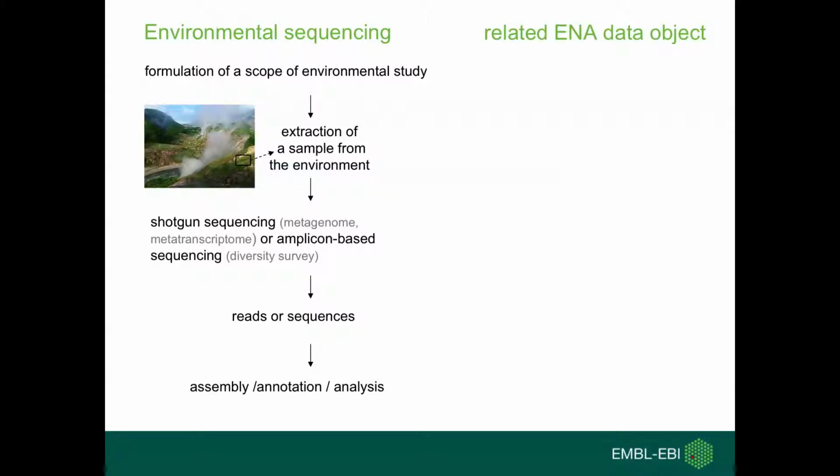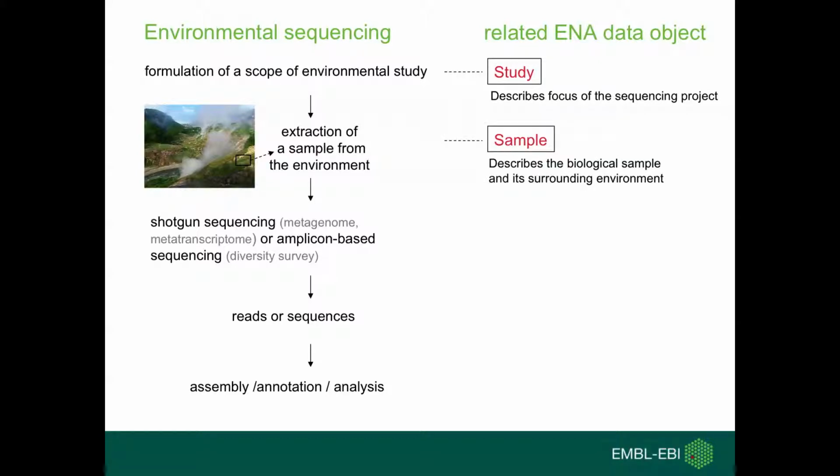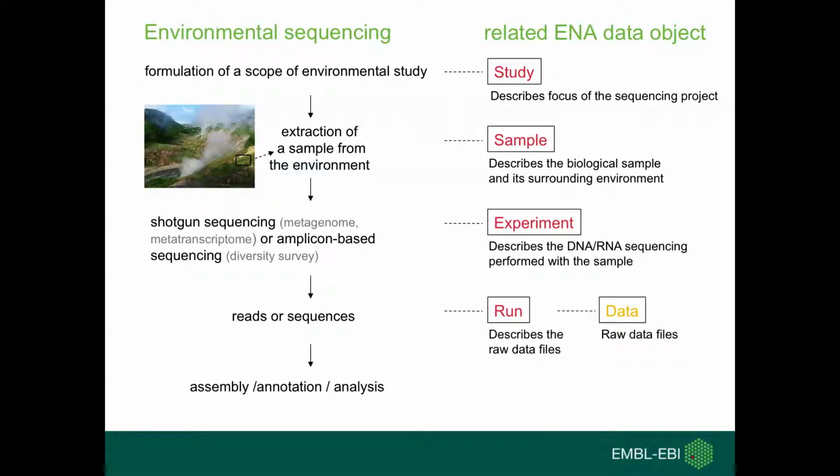Description of the sequencing project is captured in the study object. Sample information and contextual information on the surrounding environment of the sample are archived in the sample object. Information on how the DNA or RNA sequencing experiment was performed is held in the experiment object. Machine-generated raw read data are described in the run object. Assembly information, annotation of sequences, or data analysis are archived in the analysis object.